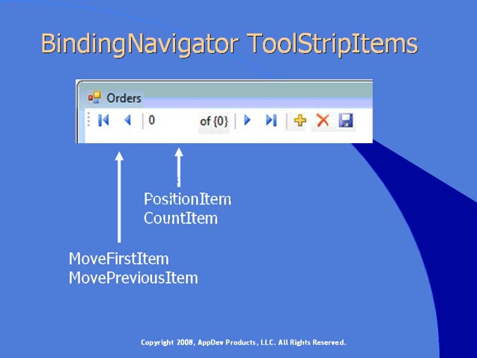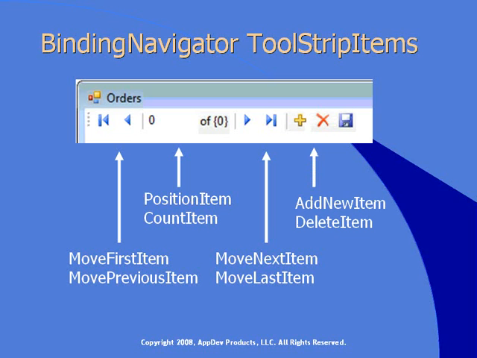To the right of that is the Position item. This is a text box which shows you which item you're on. And to the right of that, the Count item. This is a label that displays the total number of items in the list, in this case Orders. To the right of that, a Move Next item and Move Last item button. The plus sign to the right of that is Add New Item. The X to the right of that is Delete Item. And each of these will be named Binding Navigator, and then Move First item, Position item, Move Next item, etc.